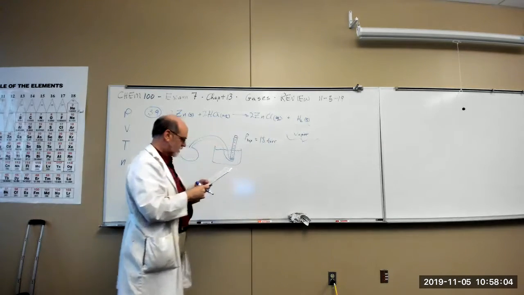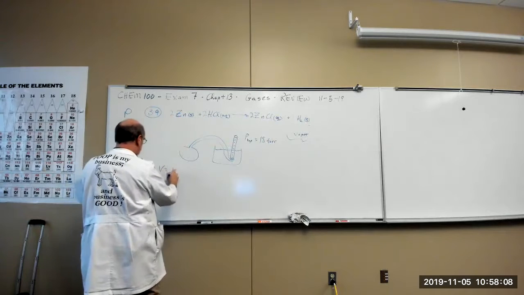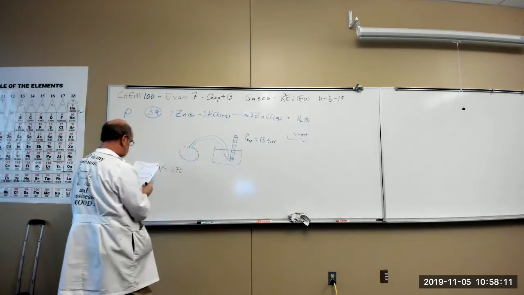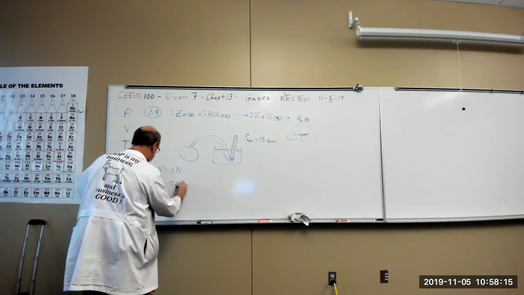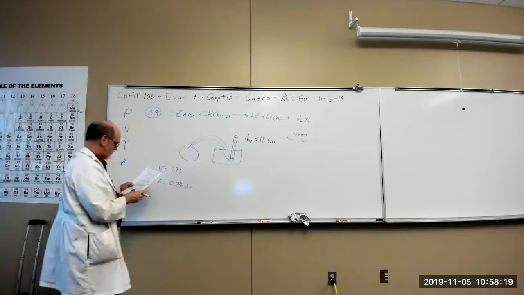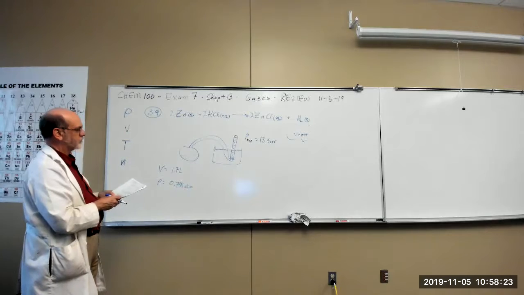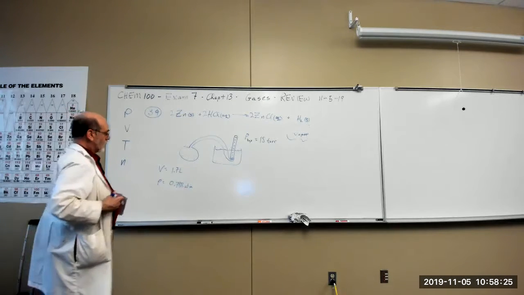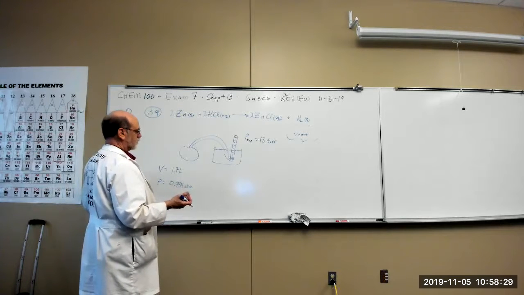Okay? The volume of the mixture is 1.7 liters, and the pressure is 0.788 atmospheres. What are the number of moles of hydrogen gas present in the sample? All right, so where do we go from here?